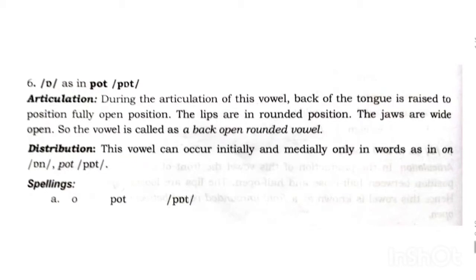So the vowel is called a back open rounded vowel. It is a back vowel because the back of the tongue is raised. Open because the tongue is in the fully open position, and rounded because the lips are rounded, pot. Distribution. This vowel can occur initially and medially only in words, as in on.